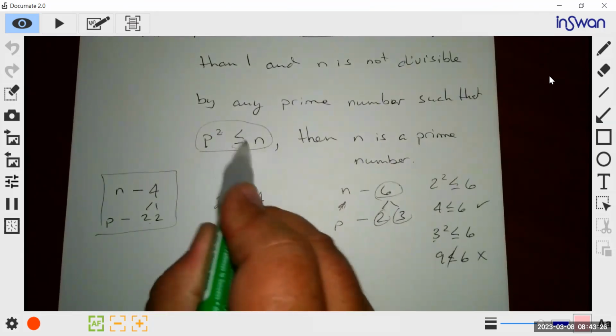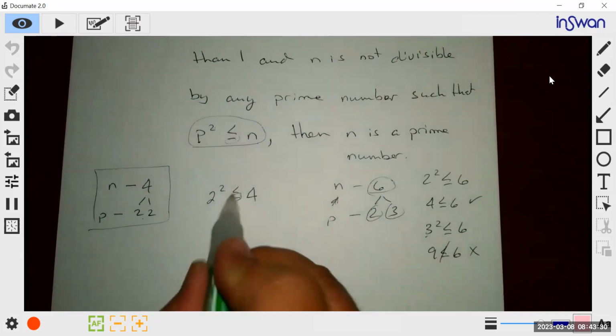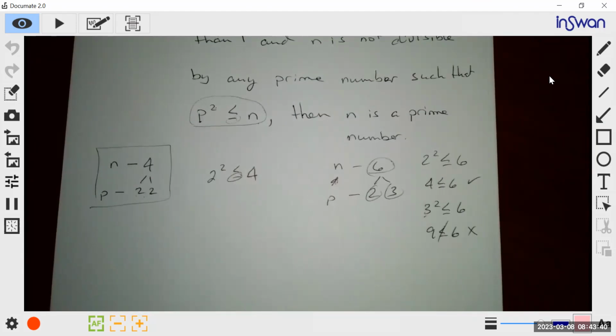I don't know if it's supposed to be equal to, I think it's supposed to be strictly less than. It should be strictly less than. Because 2 squared is 4, and this one says if that's true, then 4 is a prime number. And we know it's not a prime number. So I think that's miswritten.